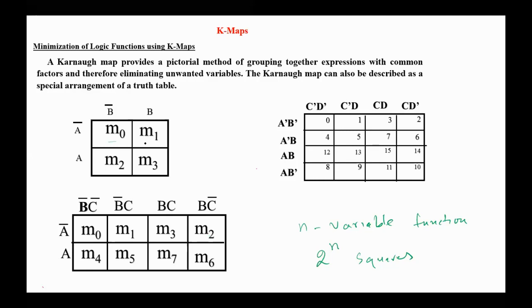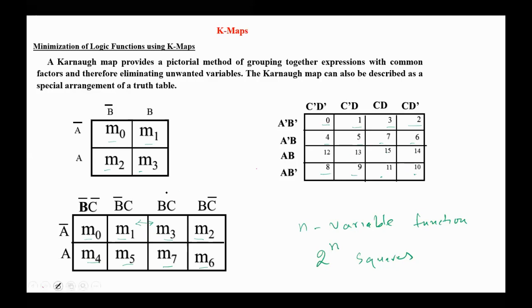Each min term is assigned one square. Here, M0, M1, M2, M3. In the three-variable map, M0, M1, M2, M3, 4, 5, 6, 7. And in the four-variable map, min terms 0, 1, 2, 3, 4, 5, 6, 7, 8, 9, 10, 11, 12, 13, 14, 15. As you know, min terms are arranged in this way so that these two squares are neighbors, are adjacent, so we can group them together.